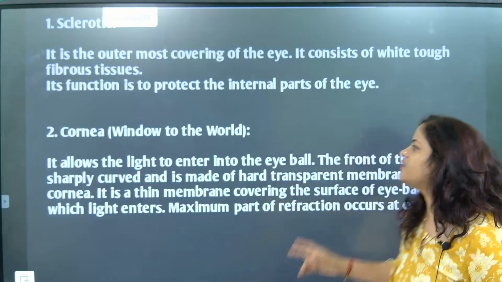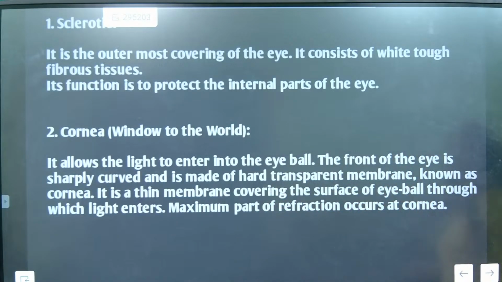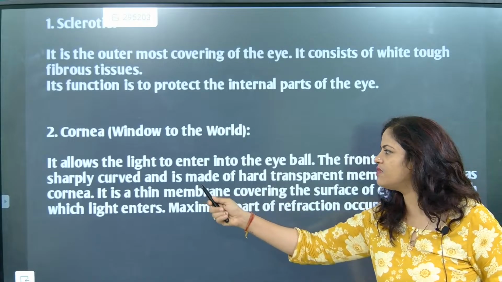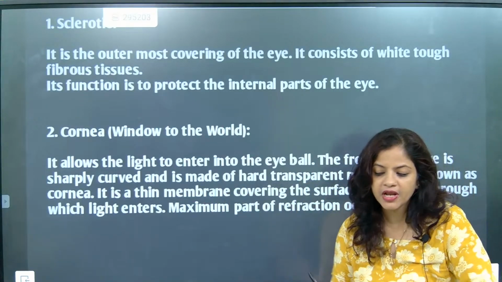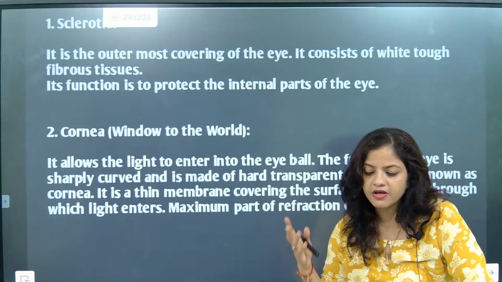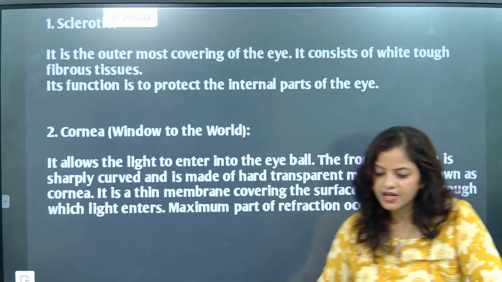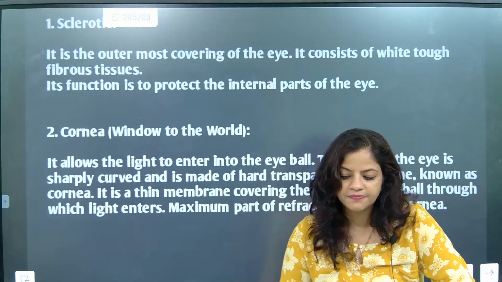And after that, we talked about it being transparent. It is made of a hard transparent membrane. What type of membrane? Hard transparent. Veda, good morning, beta.